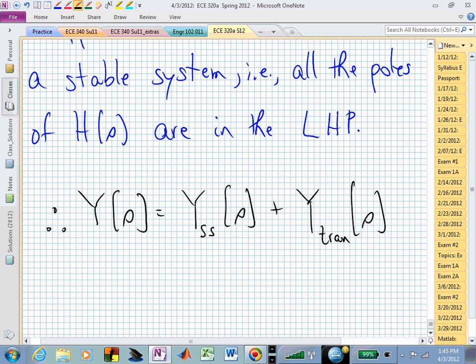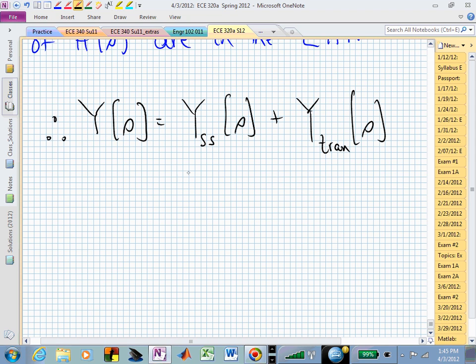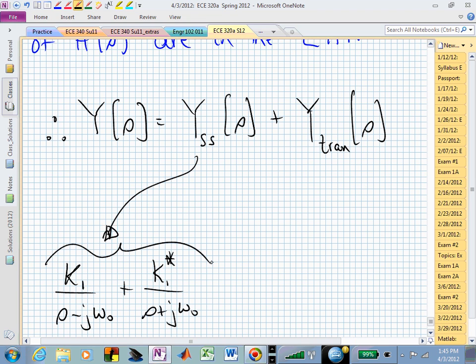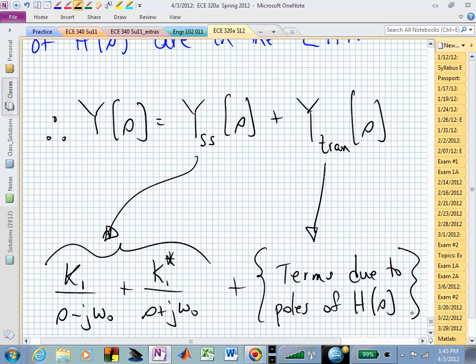And that's effectively what we will do to find this. We can now rewrite this as K1 over s minus j omega naught plus K1 star over s plus j omega naught. Those are the two pieces, plus these pieces that are due to the stable poles of H of s. And if we can find K1, then we're done. We can now find the sinusoidal steady state answer.